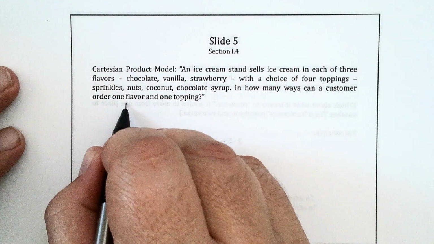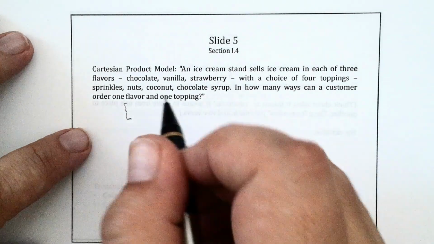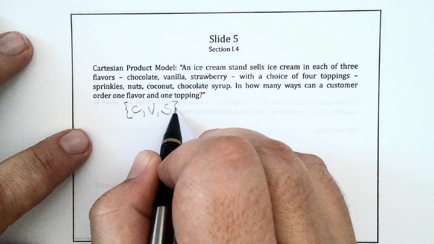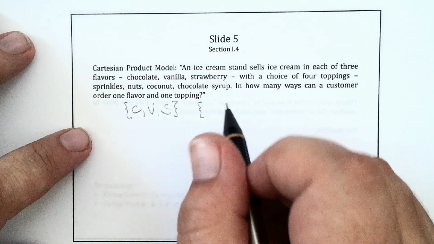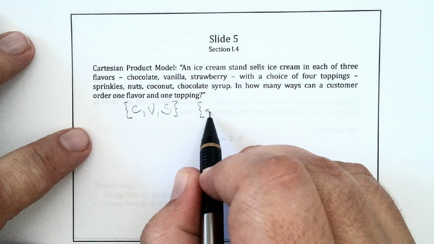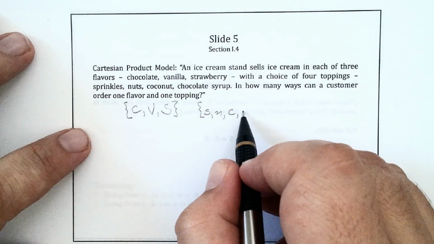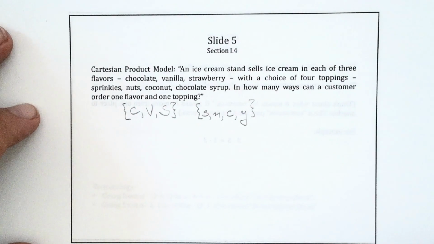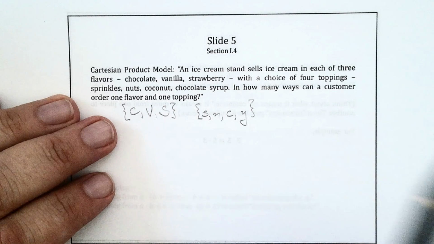And let me use set notation to write out the flavors and toppings. The flavors, say it's chocolate, vanilla, and strawberry. We'll use capital letters for those. And then the toppings, we've got sprinkles, nuts, coconut, chocolate syrup. I'll use the letter Y for that. And then we're just trying to figure out how many ways there are to pair these off.